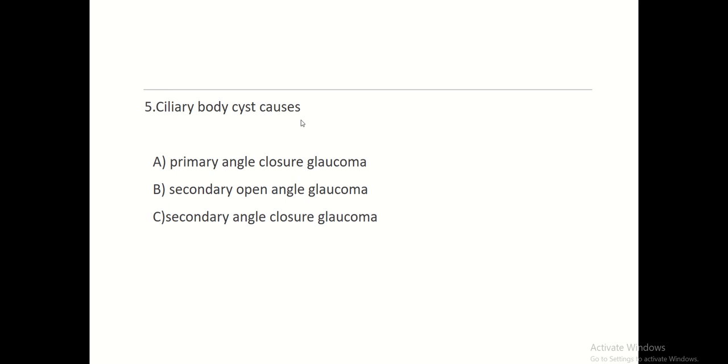And a ciliary body cyst can cause a primary angle closure glaucoma, a secondary open angle glaucoma, or a secondary angle closure glaucoma. The ciliary body cyst will cause a pushing mechanism, and thereby it will cause a secondary angle closure glaucoma.